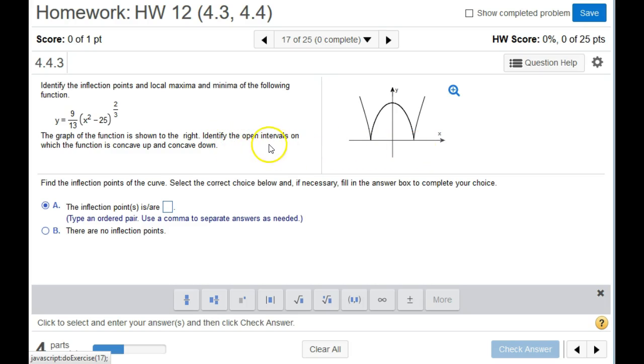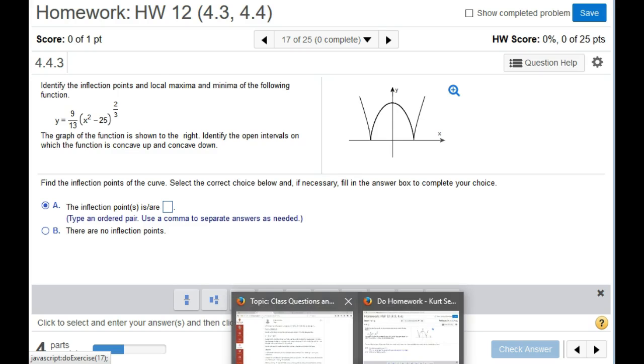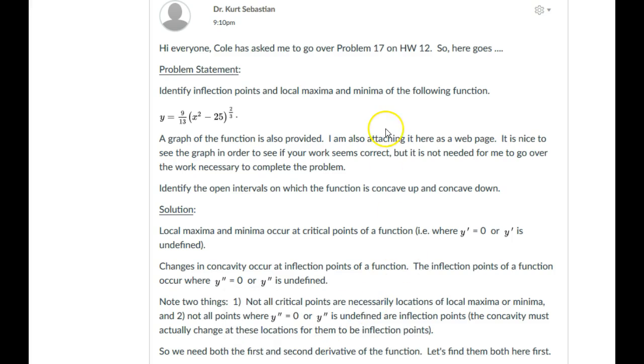We also want to identify the open intervals on which the function is concave up and concave down. So we need both the first and the second derivatives to do these things, right? Hopefully you're comfortable with that. But let me go back to the pinned discussion board where I've typed this up and go through it. Okay, so this is just me typing the problem statement.